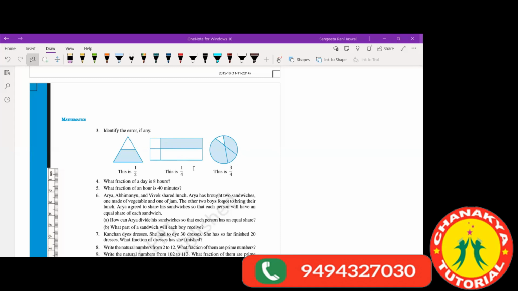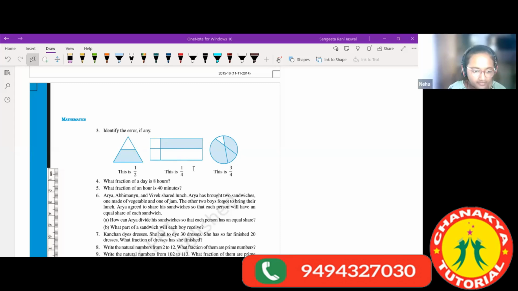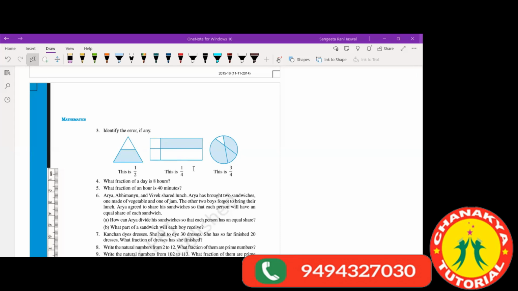I'll give you a worksheet for homework. So you will make the figures in your maths notebook and then shade it. Okay? Ma'am, can I show you the figures? Yes.